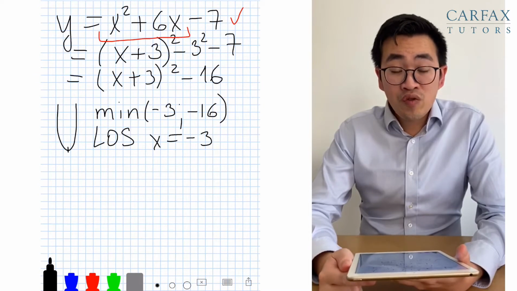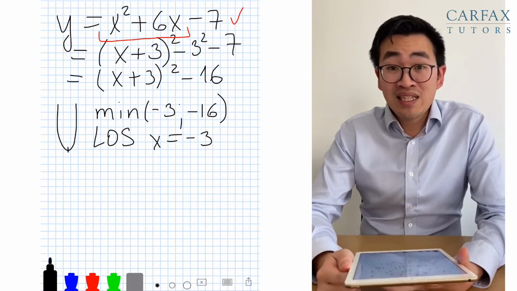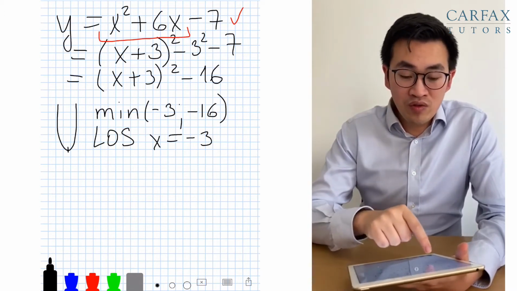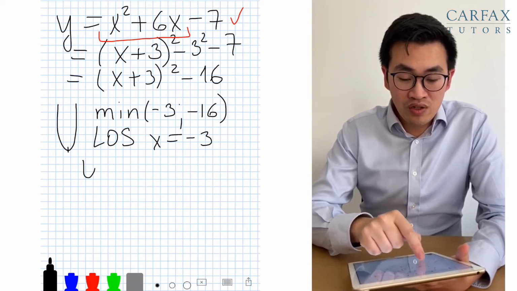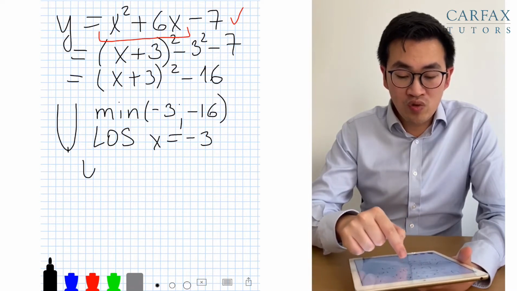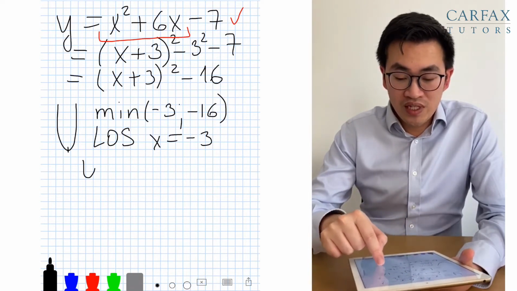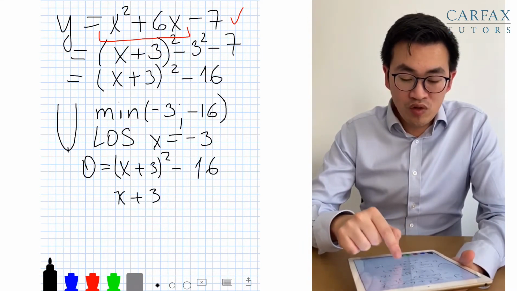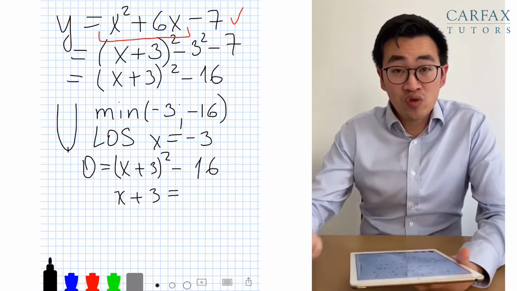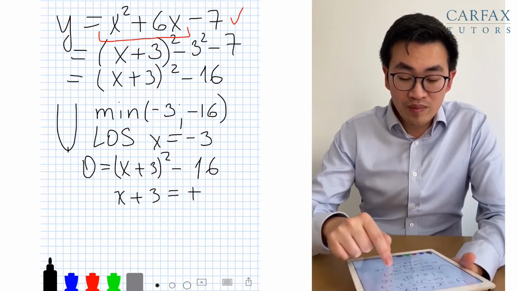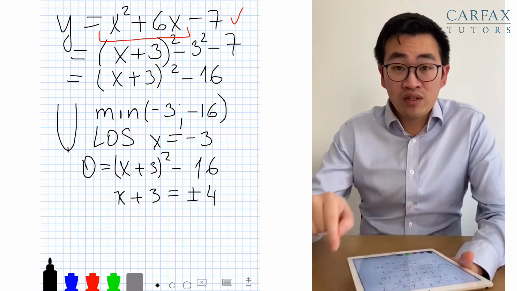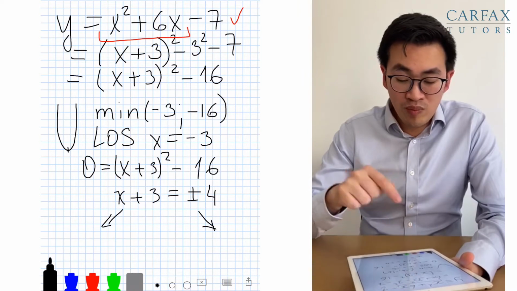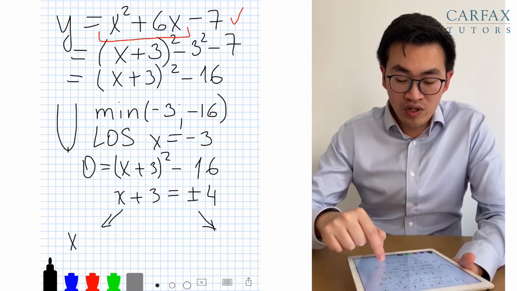And so for this particular example, I will also find out the x-intercepts. That would enable us to draw the graph. To find the x-intercepts, we set y equal to 0. So 0 equals x plus 3 squared minus 16. Then x plus 3 is equal to, taking 16 to the side and taking the square root, plus or minus 4. And then we take 3 to the other side, so we get two solutions. One with the positive 4 and the other with the negative 4.